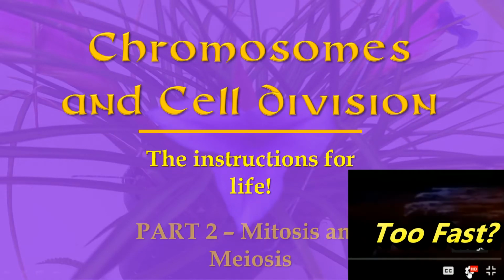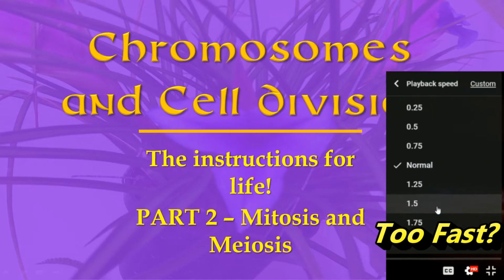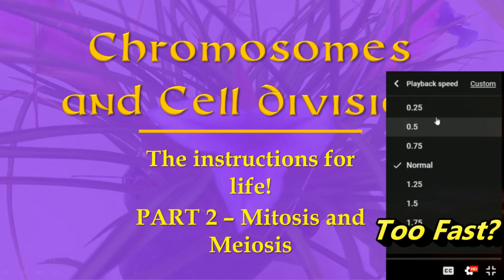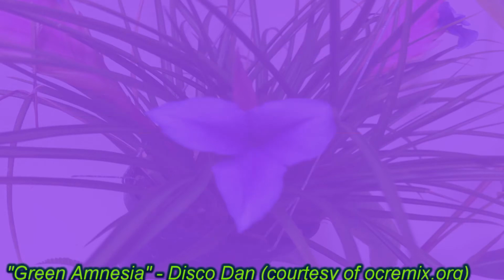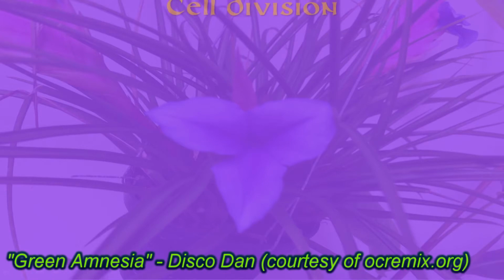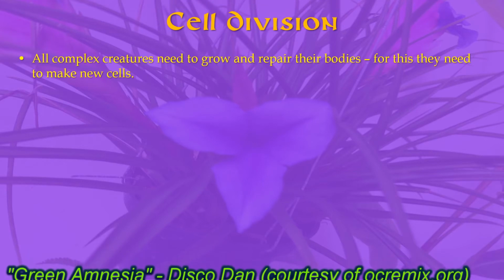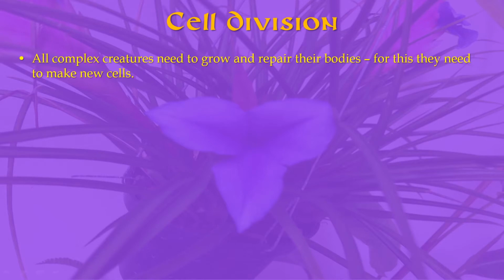Let's take our second look at the instructions for life, and this time we're going to look at how those instructions get passed on, and that's by cell division. Cell division is how complex creatures grow and repair their bodies, and also make new cells. You began life as a baby, I assume, and you needed to get bigger, and so you needed to make new cells to do this.